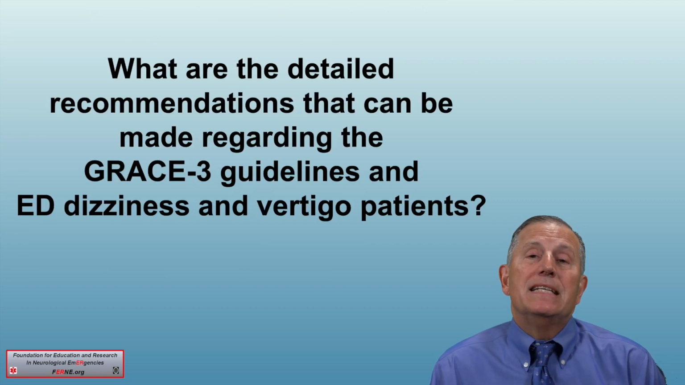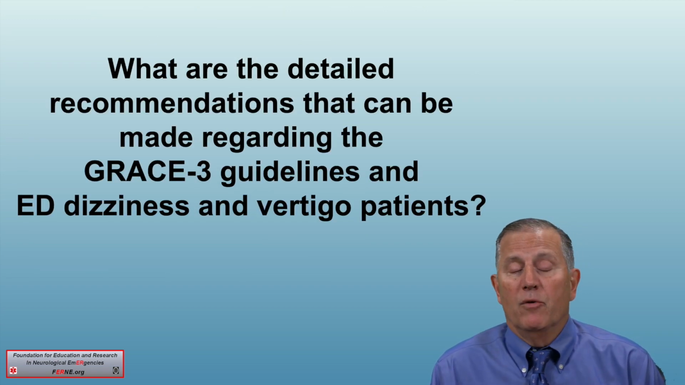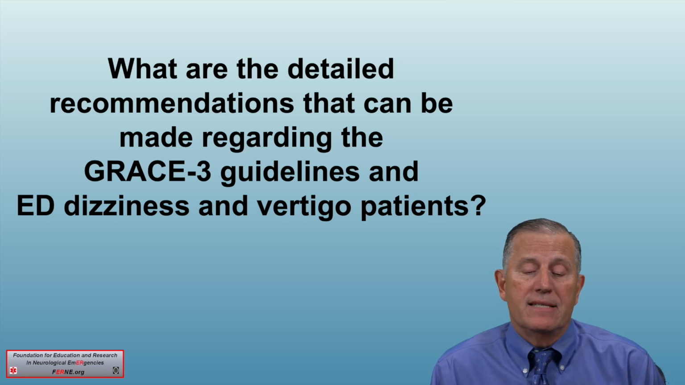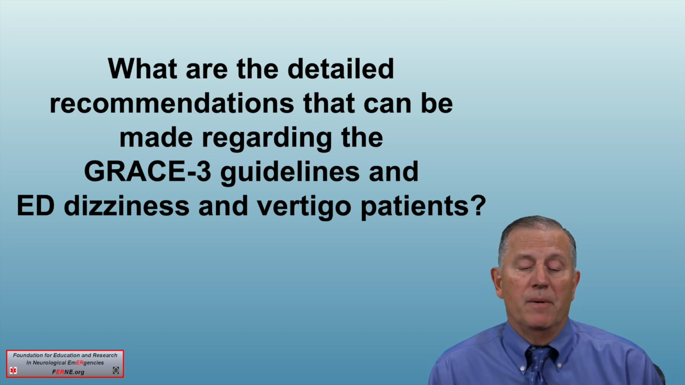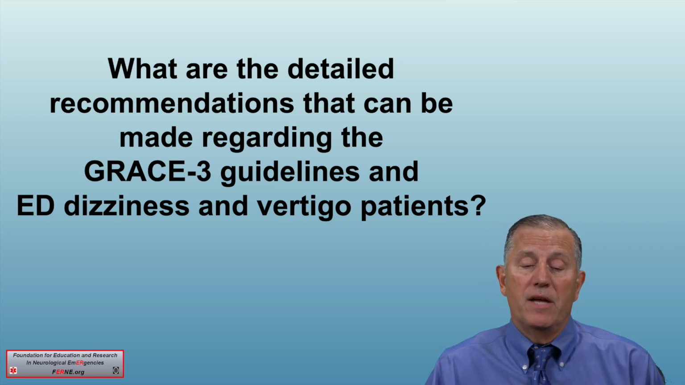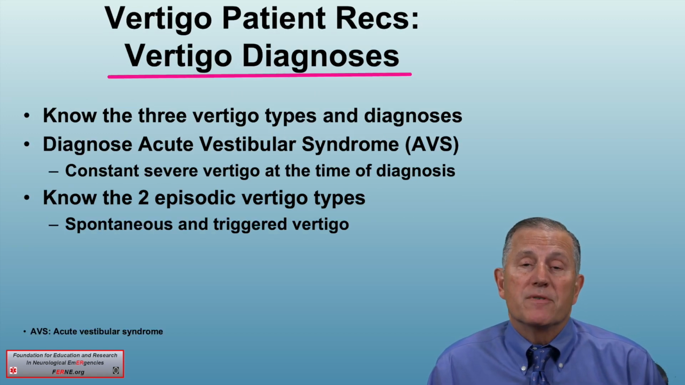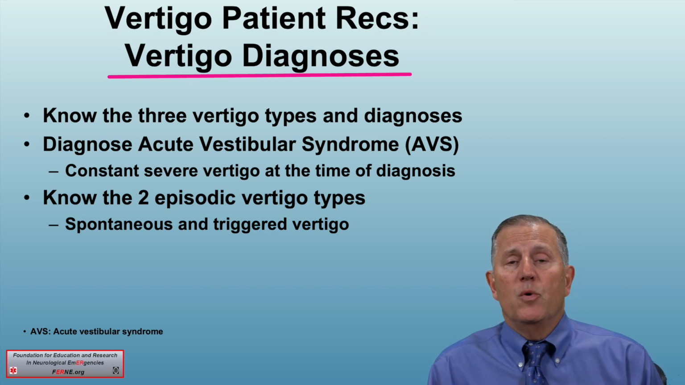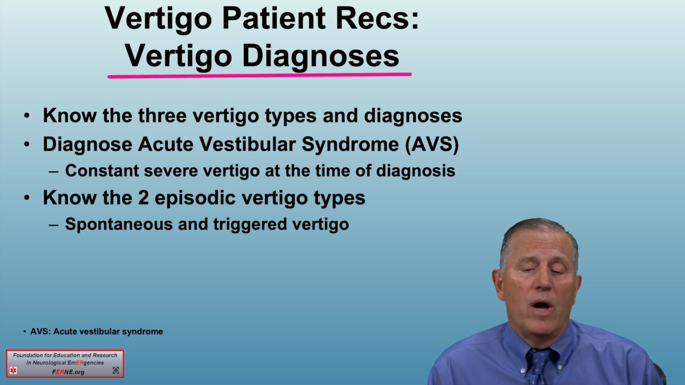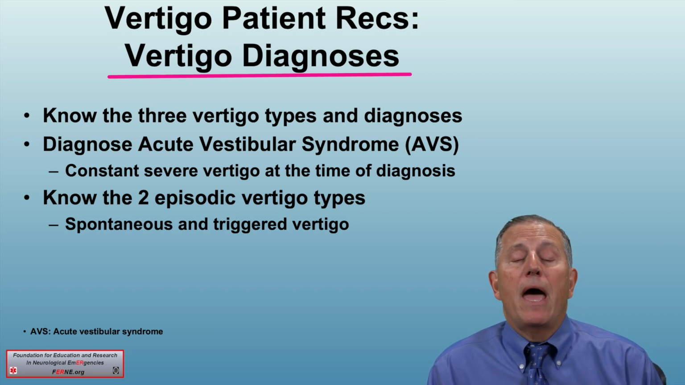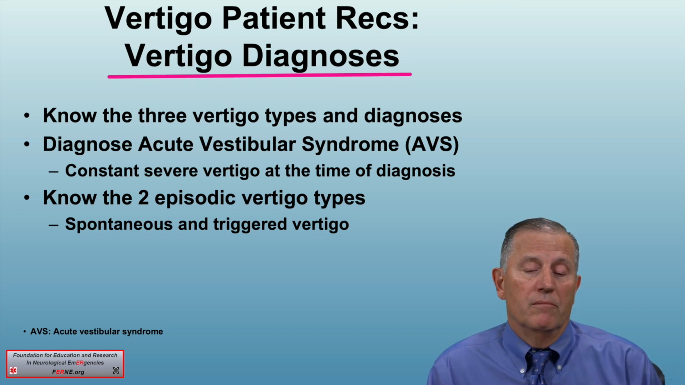So what are some of the detailed recommendations that can be made regarding the GRACE 3 guidelines and the ED diagnosis and treatment of dizziness and vertigo patients? So regarding the 3 vertigo types, know that acute vestibular syndrome is continuous severe vertigo present at the time of emergency evaluation, and know that there are 2 episodic vertigo types, whether spontaneous or triggered.